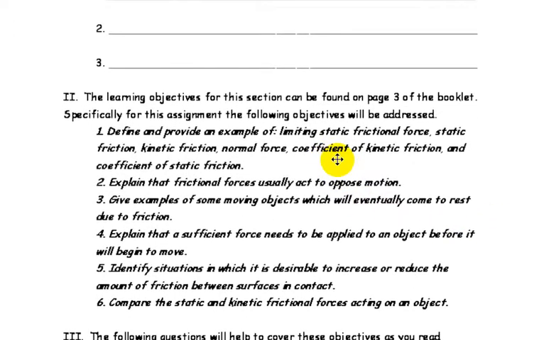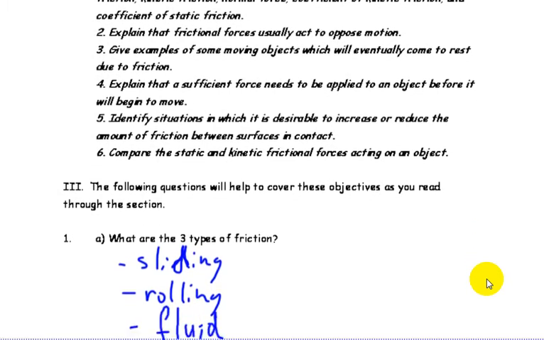So the objectives here are to look at limiting static friction force, static friction, kinetic friction, normal force, coefficient of kinetic friction, and coefficient of static friction. Explain that friction forces oppose motion. Give examples of some moving objects which eventually come to rest due to friction. Explain that sufficient force needs to be applied to an object before it will begin to move due to that friction. Identify situations in which it is desirable to increase or reduce the amount of friction between two surfaces, and compare the static and kinetic friction forces acting on an object.